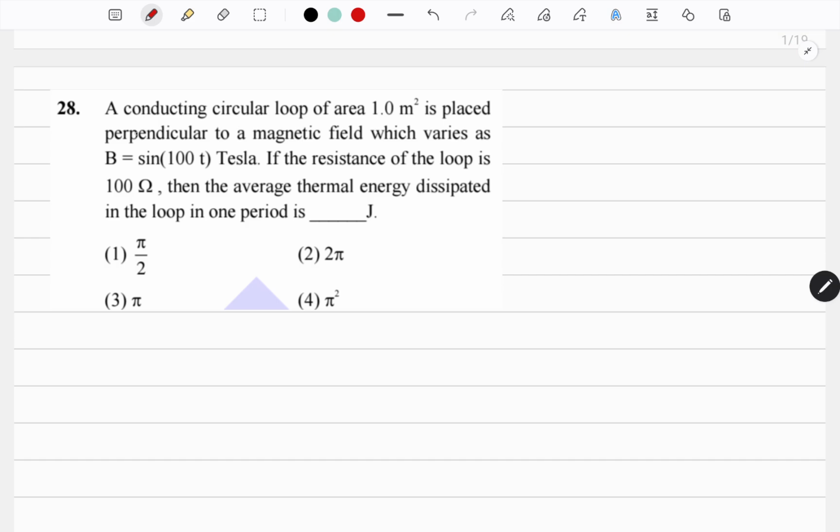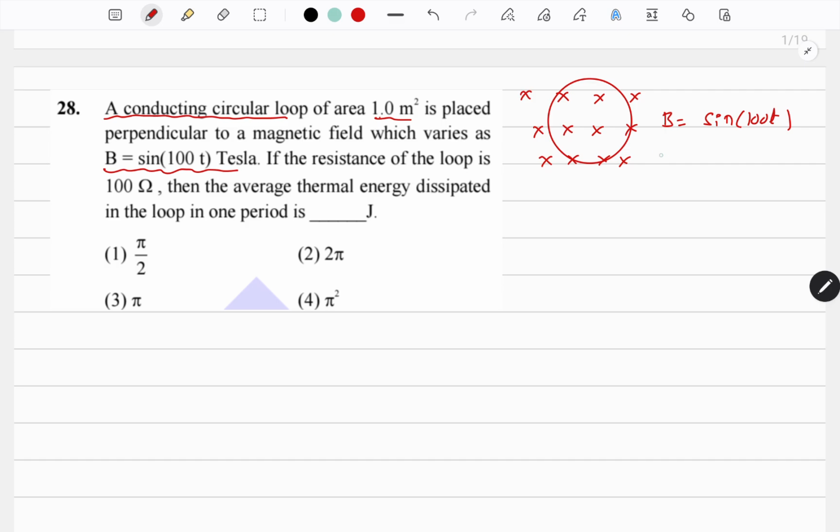So what is question 28? A conducting circular loop of area 1 meter square is placed perpendicular to the magnetic field, which varies with time. So this is a conducting circular coil, placed perpendicular to the magnetic field. The magnetic field value is B = sin 100t.